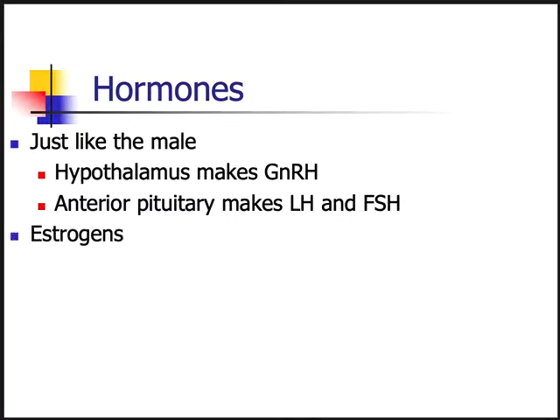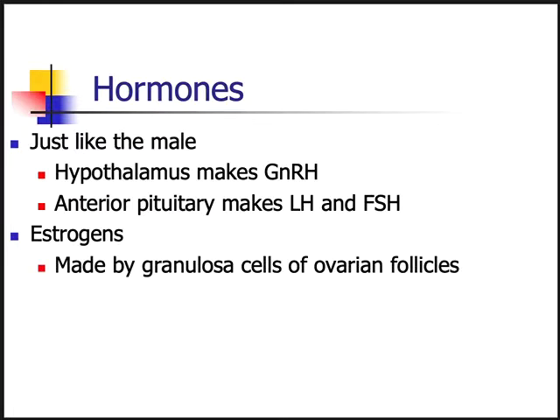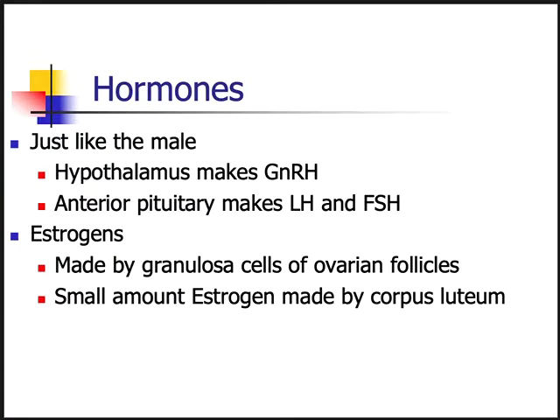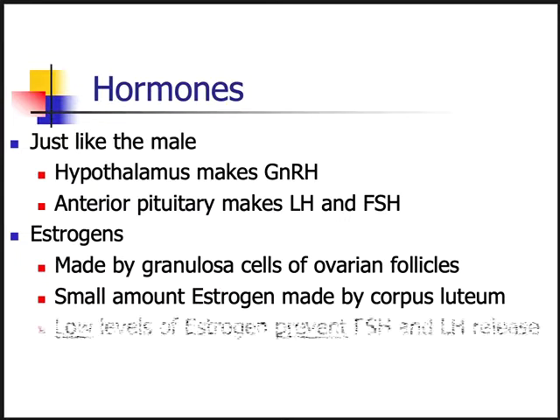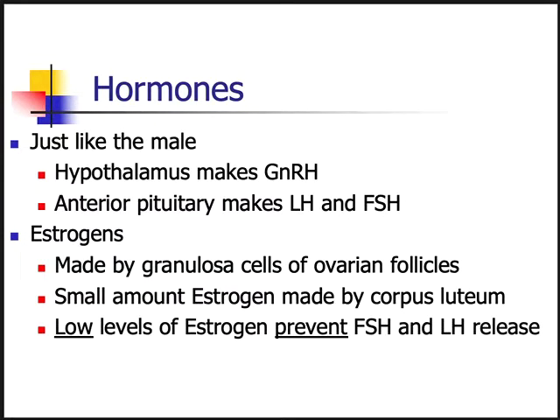Then that will signal the release of estrogen. Estrogens are made by granulosa cells of the ovarian follicles. A small amount of estrogen is made by the corpus luteum. Low levels, okay, and this is weird and tricky, so pay attention. Low levels of estrogen actually inhibit FSH and LH release.